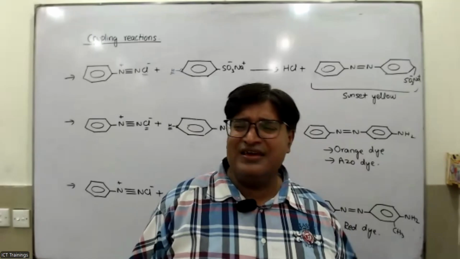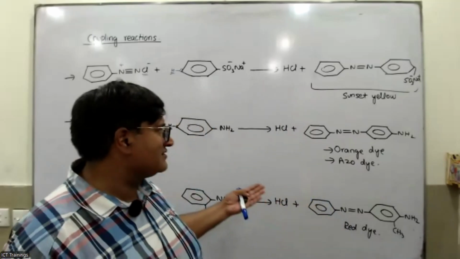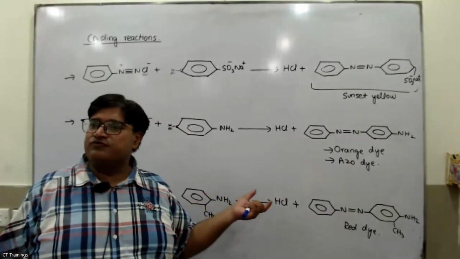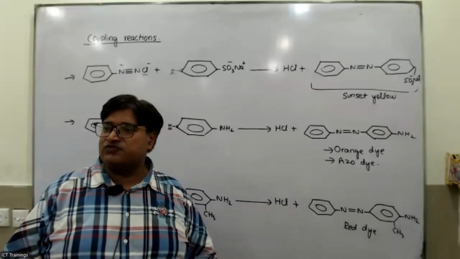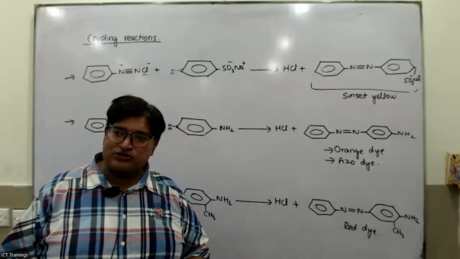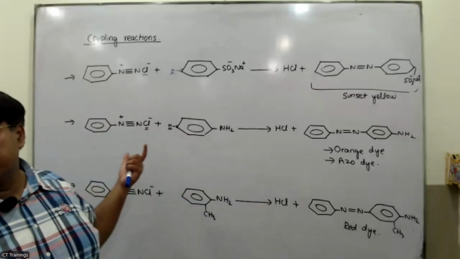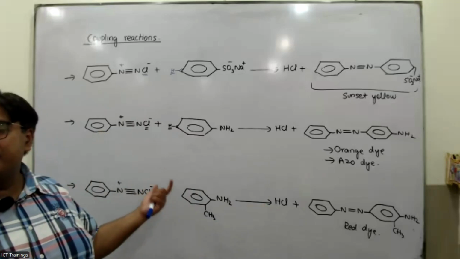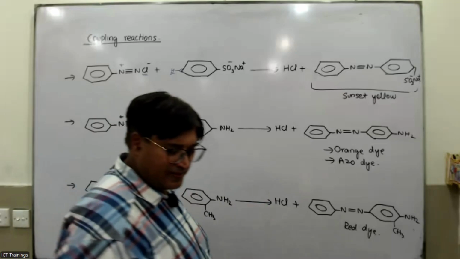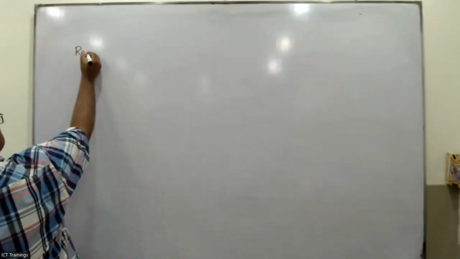So keep in mind that whenever diazonium chloride reacts with any benzene related compound, it is going to form a dye. All the colors which you see, the colors of the clothes, the paint color, all these colors are made up of diazonium chloride. So diazonium chloride is the starting material for any color to be made. Okay, guys.